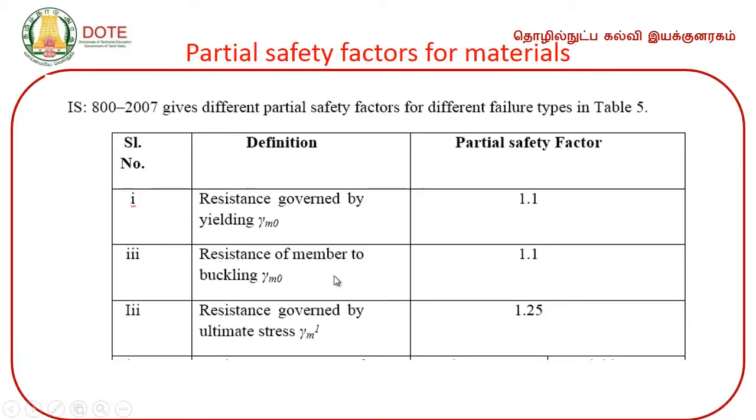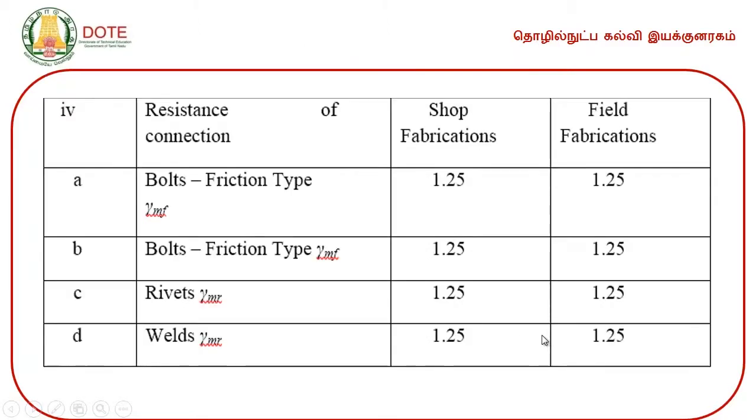And the partial safety factors, for the benefit of the students, this tabular column is extracted from IS 800/2007. The partial safety factor for the material when it is yielding is 1.10, and in buckling it is the same, 1.10. If the material is in ultimate stress, the partial safety factor is 1.25. And again, if the member is in bolts and nuts, bolts and rivets connection, these are all the partial safety factors for the shop fabrication as well as the field fabrication.